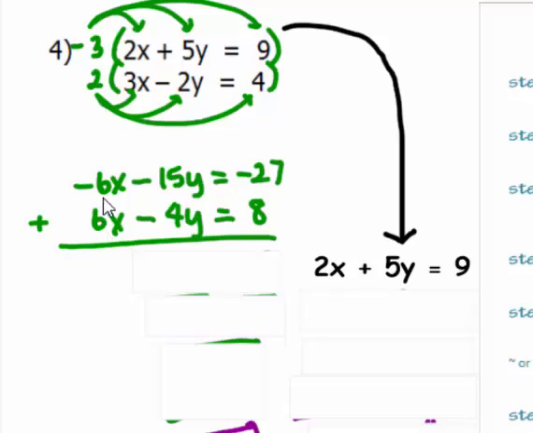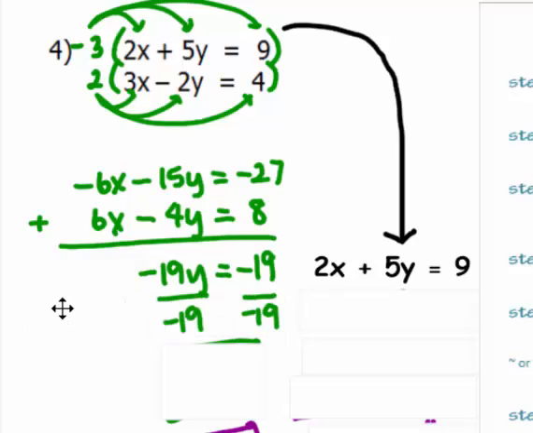Once you have that, you have matching 6 and 6, but positive for the second one, negative for the top one. And so now we can add our two equations together. Then from here, divide both sides by negative 19, and you find that y is 1.